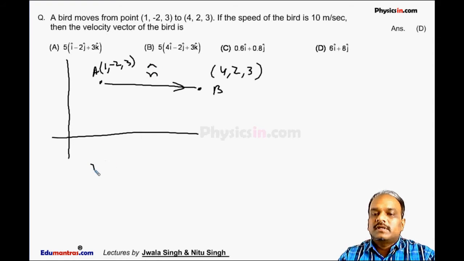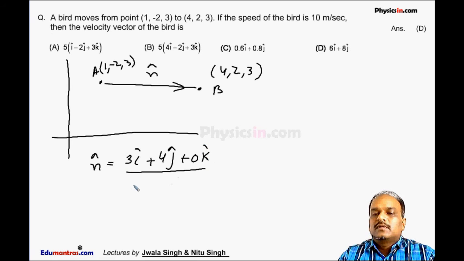What is n cap? n cap can be taken as (4 minus 1, that is 3) i cap, plus (2 minus minus 2 is 4) j cap, plus 0 k cap, divided by 5, because the mod of this is 5. So it is 3 by 5 i cap plus 4 by 5 j cap. This is n cap along which the bird is moving.